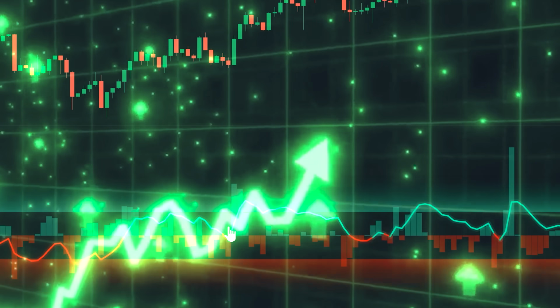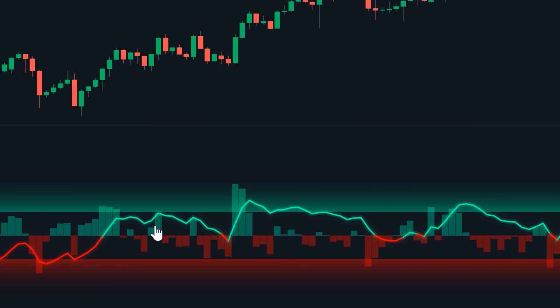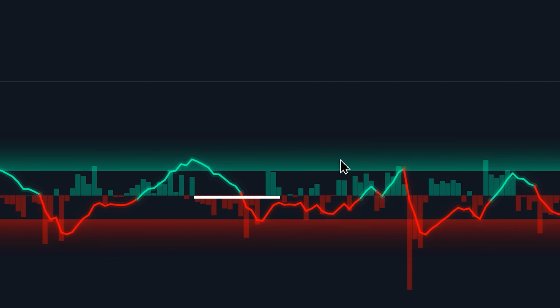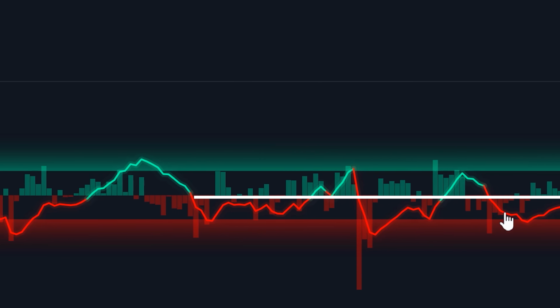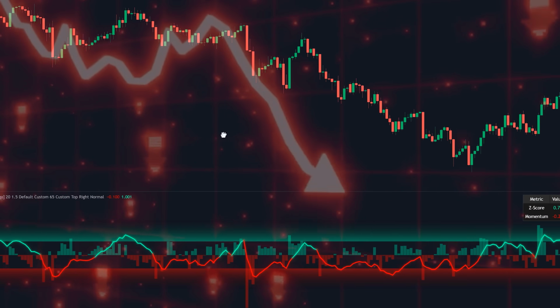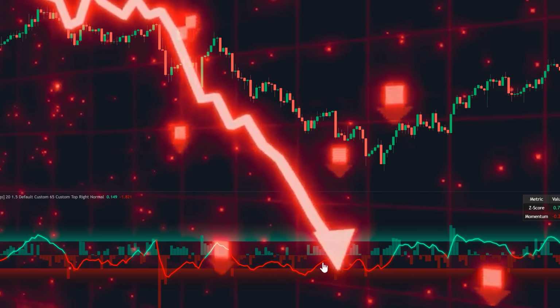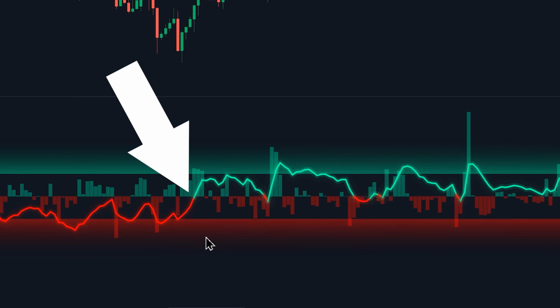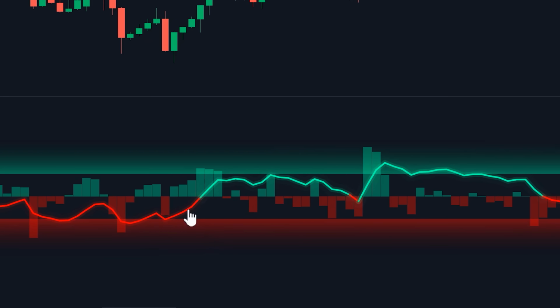This could mean bullish momentum is in play, or it might be a sign that prices are getting a bit stretched to the upside, potentially overbought. Conversely, if the Z-score line is below 0, it suggests the price is below its statistical mean, which could indicate bearish momentum or potentially oversold conditions.